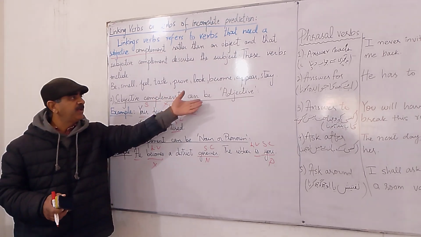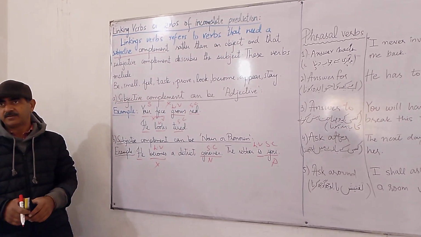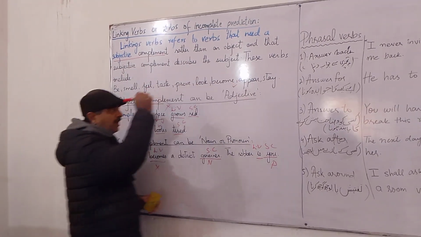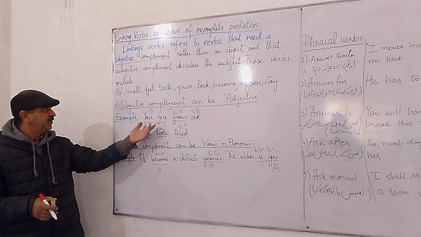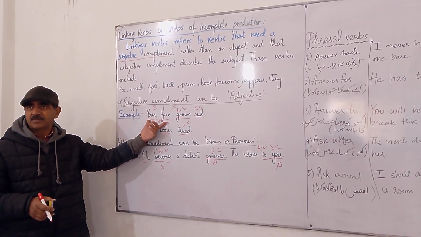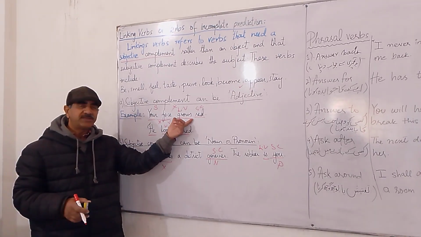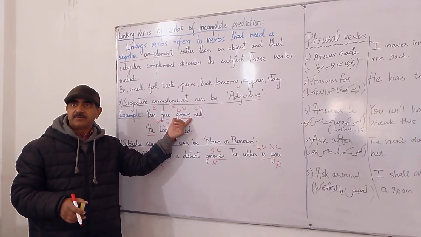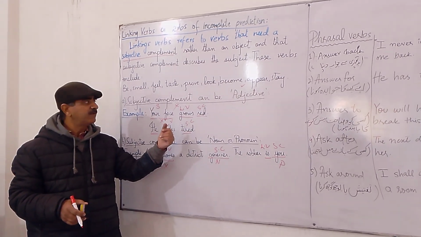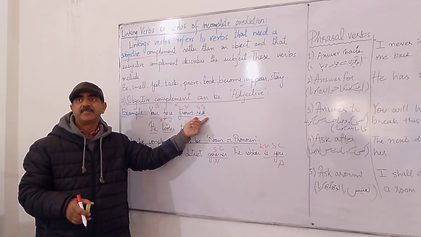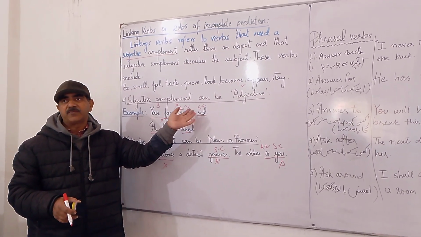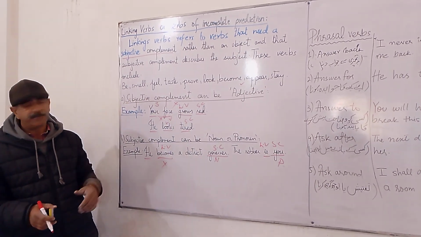Subjective complement can be an adjective. For example, your face grows red. This is the subject, your face. What is your face? Subject. Grows is the linking verb. Why is it a linking verb? Because there is a subjective complement in there: red. Your face grows red.